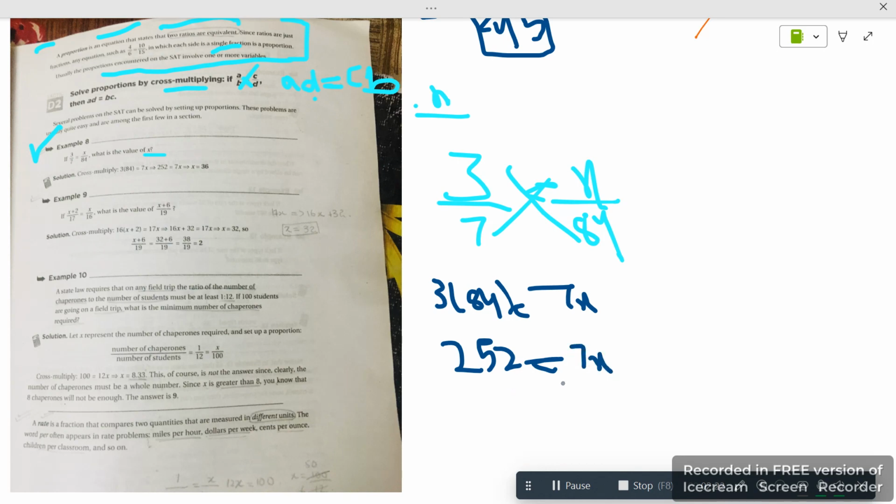This 7 is multiplying here, so it will go to this side, which means it will be divided. 252 divided by 7 would be equal to x. When you calculate, 7 ones are 7 and 7 thirty-sixes are 252, so we can say x is equal to 36.